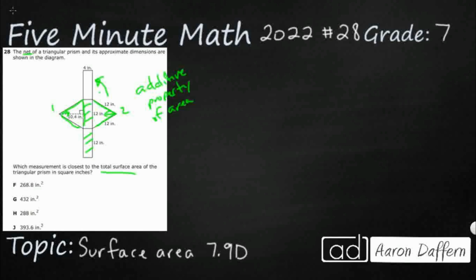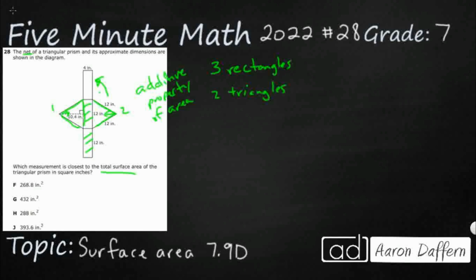So that means I've got three rectangles, and I've got two triangles, and thankfully the rectangles and the triangles are the same within their type. So all we need to do is find the two different areas. The rectangle area, multiply it by 3, triangle area, multiply it by 2, and then add those two up.